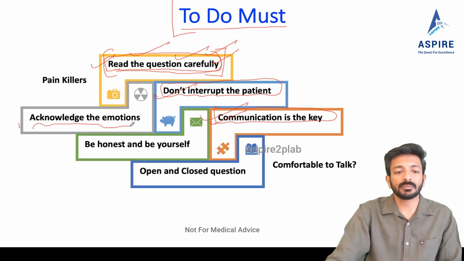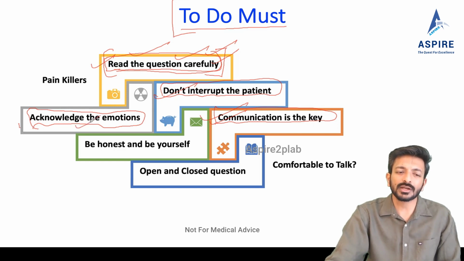Acknowledge the emotions of the patient. You know, there are some non-verbal cues as well, and you need to acknowledge those things. For example, the patient is angry. You are not supposed to say, oh, please calm down. No, that's a very wrong thing if you say it. If you say calm down, the patient will be more angry. What you're supposed to do, you need to acknowledge the emotion. I can see you are angry.